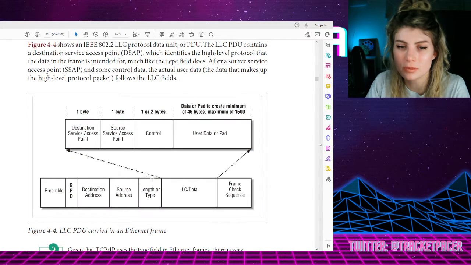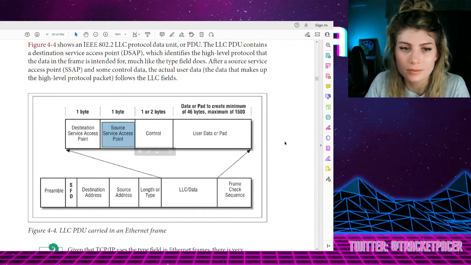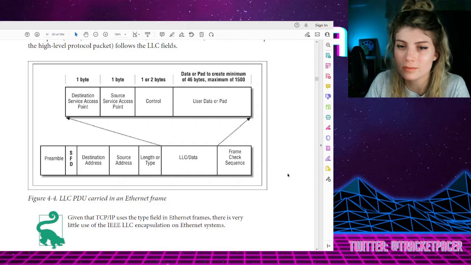Okay. Actually, it's pretty simple, but I want to know what the SSAP is, because we have a destination something and a source something. Yeah, I don't totally understand what that source is for, but maybe I should. Maybe it's common sense.